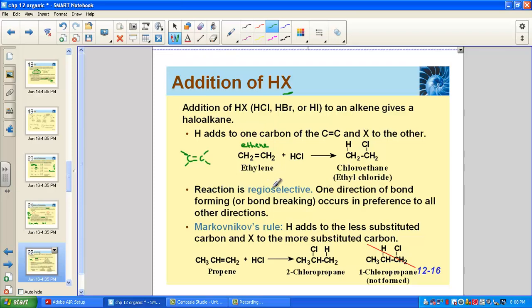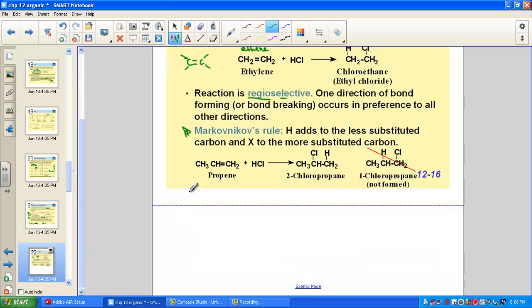This reaction is very regioselective. Think of this root word as in region, very selective to the region in which this reaction occurs. Regioselective says one direction of bond forming or bond breaking occurs in preference to all other directions. There is a guideline or a rule to help us figure out which carbon is going to accept the chlorine, which carbon is going to accept the hydrogen. And this is a very specific rule to adding an HX.